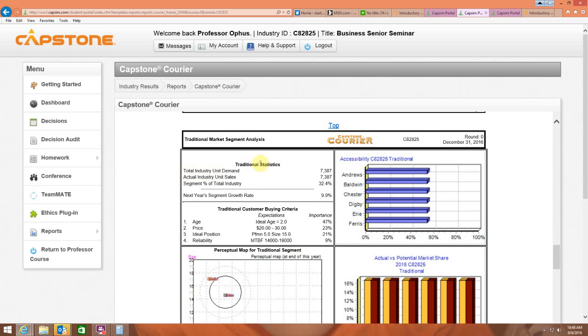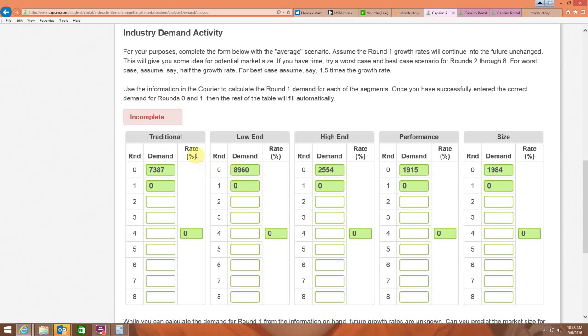My total industry unit demand is 7,387. My next year's segment growth rate, don't confuse it with segment percent of the total industry, is 9.9%. I need to put that percent in here. Normally if I was going to enter 9.9%, it'd be 0.099, right? I don't know if that's going to be correct or not. No. It wants you to enter it as 9.9. It must already have the math figured in there.